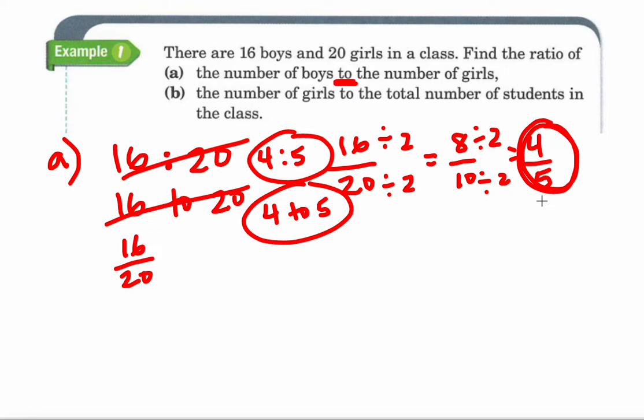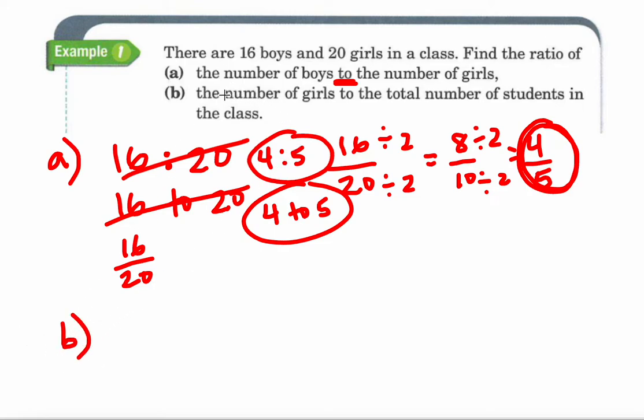16 to 20, you're like, oh, yeah, there are way more girls than boys in that class. But if I say 4 to 5, you're thinking, oh, the ratio is actually pretty similar. For every 4 boys, we will see 5 girls. Okay, so it gives us a better breakdown of their relationship.